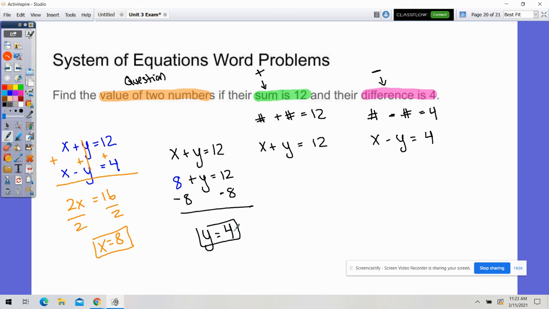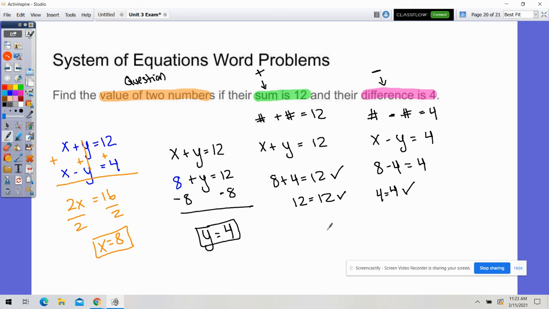Okay, so let's see if these numbers work. If I add 8 and 4, is their sum 12? Yes, right? 8 plus 4 is 12, and 12 equals 12. Is their difference 4? 8 minus 4, does that equal 4? And in fact, it does. So the two numbers we figured out were 8 and 4.